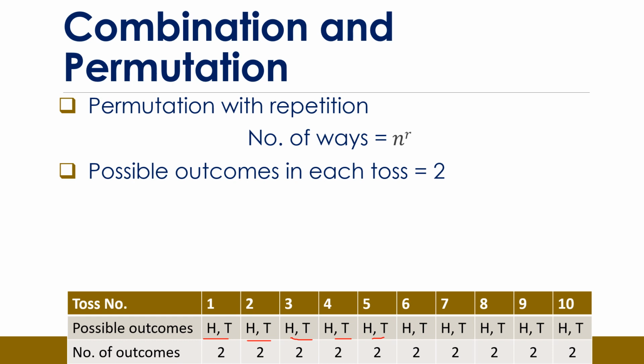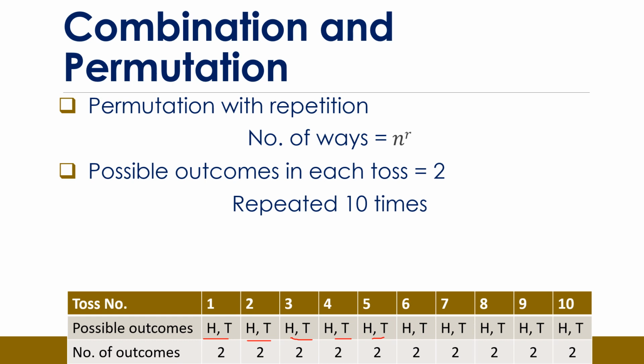Now, for each toss, we can get the same outcome. That means that we can get the same outcome in the first toss, second toss, up to the 10th toss. That is, we can have a head in the first toss, a head in the second toss, a head in the third toss, a head in the 4th toss, and so on, up to 10. So each outcome has a possibility of being repeated 10 times.